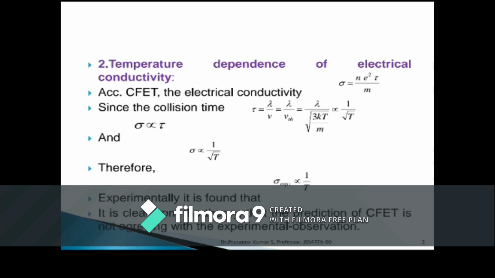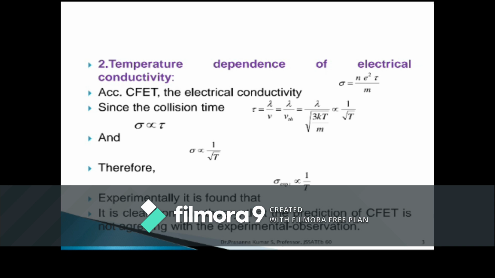Next, the conductivity. If you make use of classical free electron theory, the conductivity in a conductor is proportional to 1 by root of T. Sigma, according to theory, is proportional to 1/√T. But experimentally it is found that it is not 1/√T, it is simply proportional to 1/T. There is a mismatch between the experimental observation and the classical free electron theory.